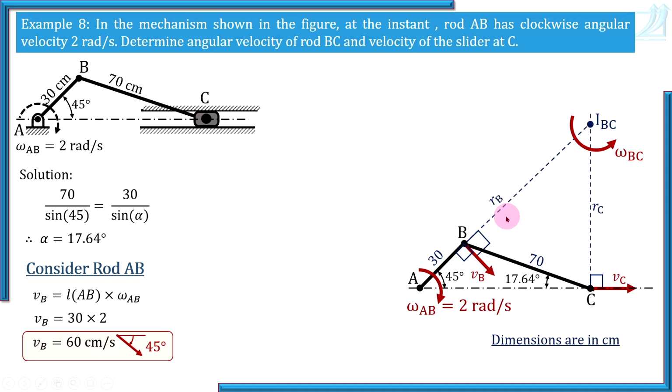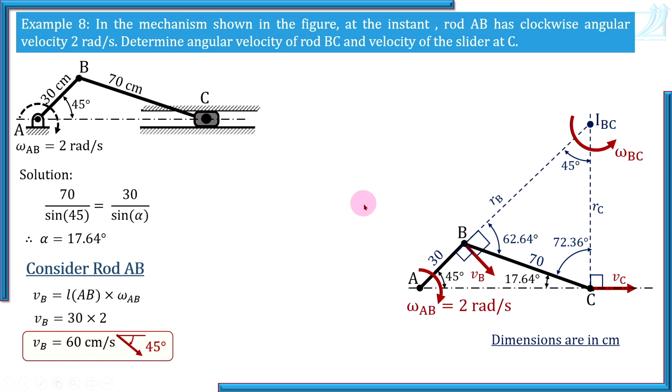Which triangle has these two sides? So you will be able to focus on that triangle now. Now check what information you have in this triangle. So this angle is known. It is 90 minus 17.64. This angle is known, 45 degrees. How come? Simple. VB makes 45 with the horizontal, so RB makes 45 with the vertical. So when you know these two angles, the third angle is known: 180 minus these two. So it is the same geometry which we have studied in the earlier problem.